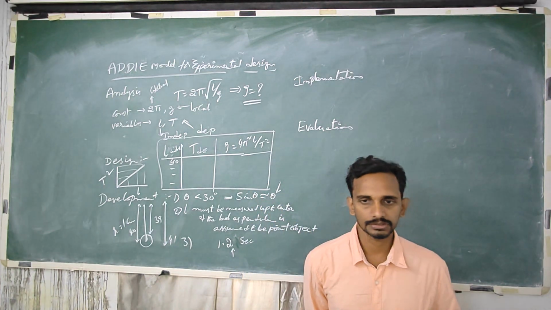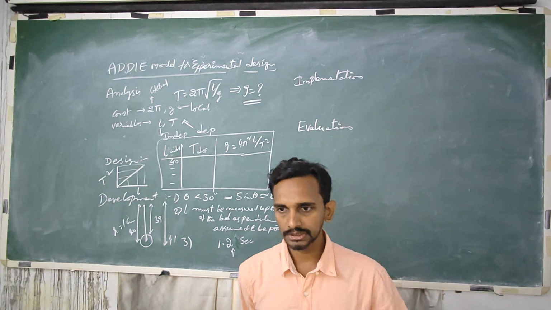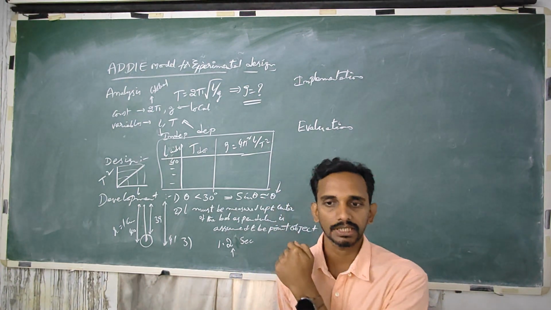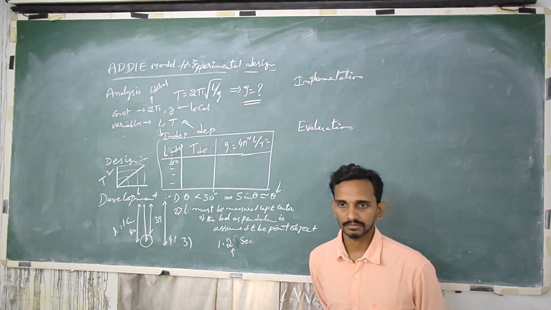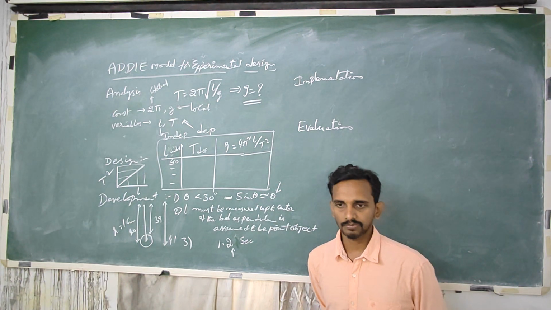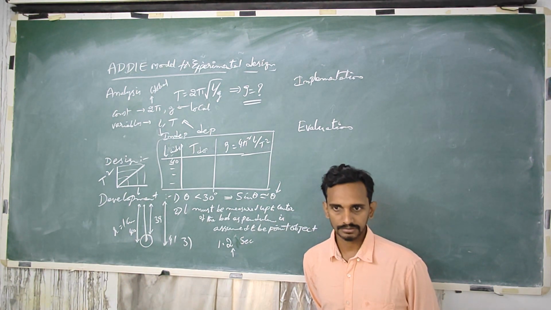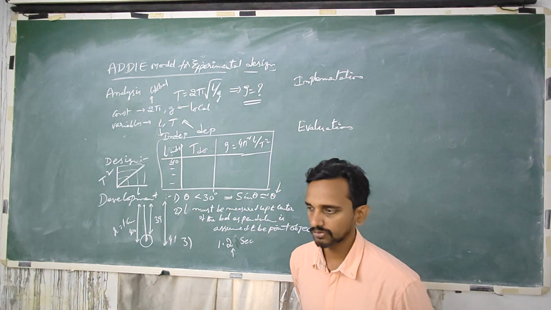So how to overcome this problem? The problem is my clock's least count is less than the accuracy that I require. So it is a problem with the measuring device. So how to avoid that?